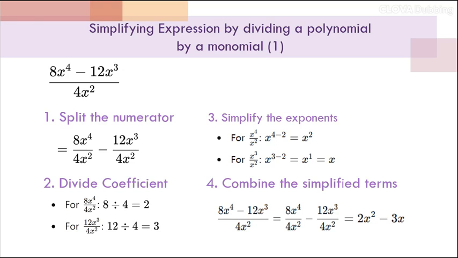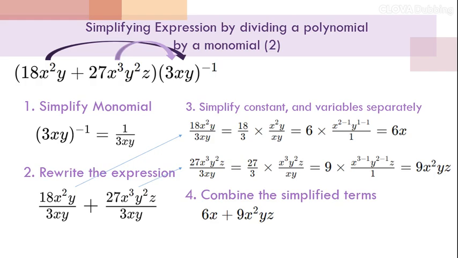For x^4 over x^2, subtract the exponents. This results in 2, so it becomes x^2. For x^3 over x^2, subtract the exponents. This results in 1, so it becomes x. Lastly, combine the simplified terms. By breaking the expression into smaller, manageable steps, division becomes much simpler to handle.